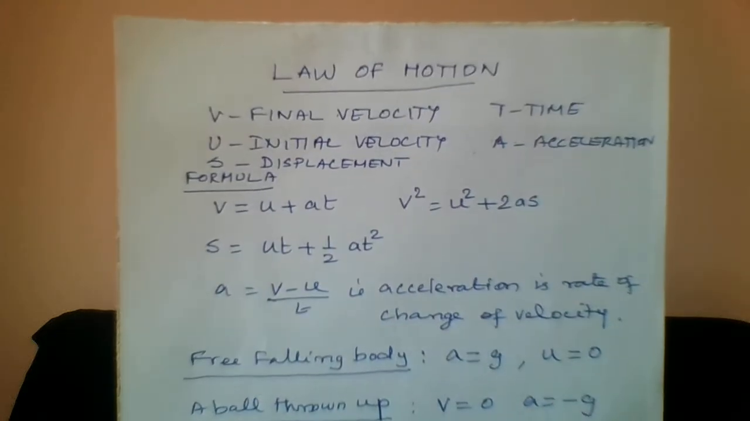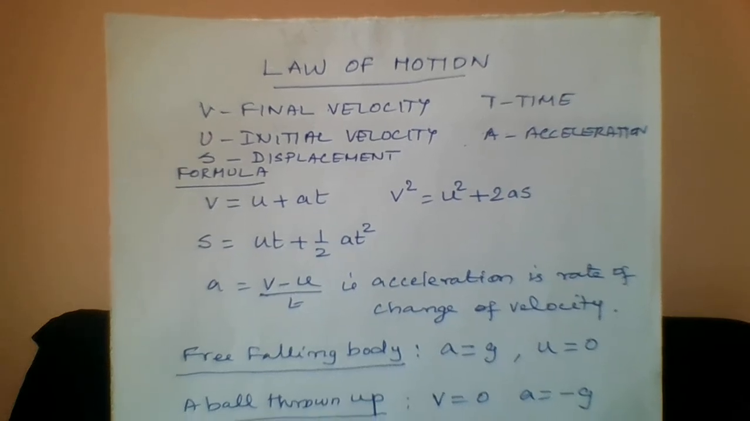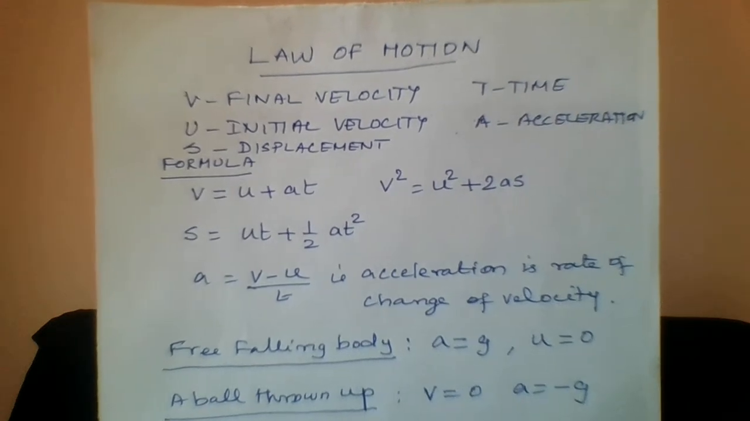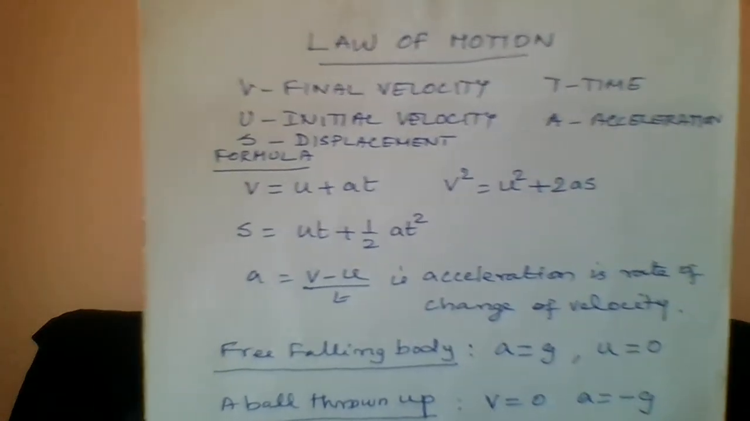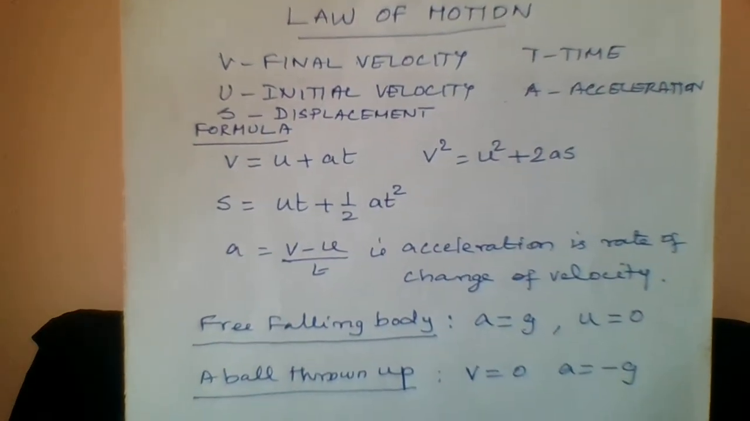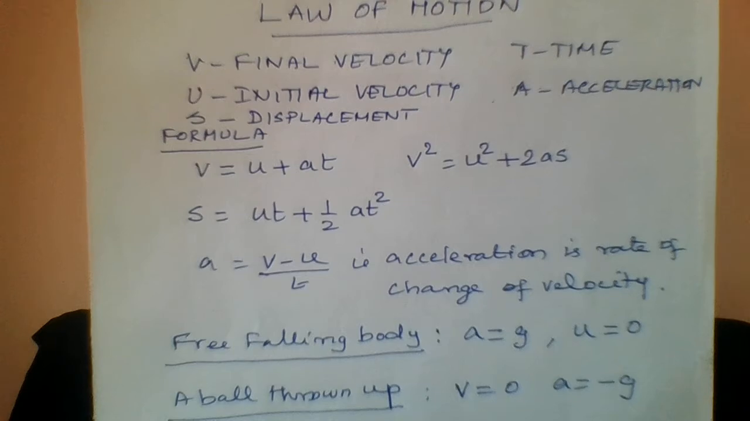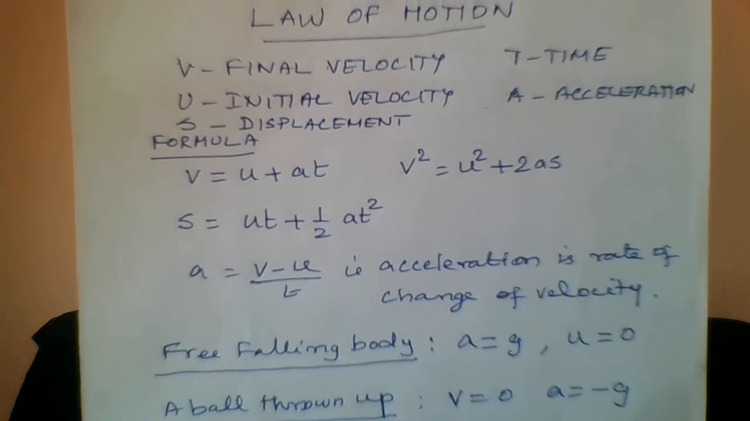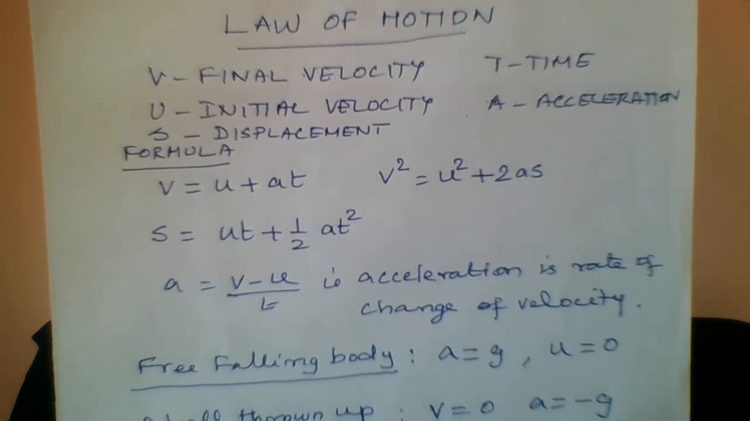If you look at this, a particle, a body moves at a velocity of v. v is the final velocity, and u is the initial velocity. And rate of change of velocity is called acceleration. So v is equal to u plus at is one formula. Final velocity is equal to initial velocity plus acceleration into t. t is the time. The next formula is v square is equal to u square plus 2as.